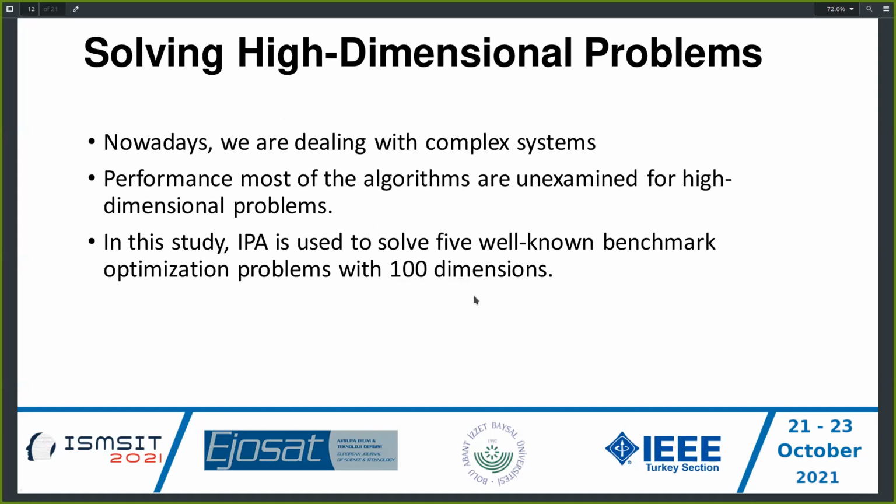When you take a look at solving high dimensional problems, as I said earlier, nowadays we are dealing with complex systems, and we are using these meta-heuristic algorithms for solving these problems. But most of these meta-heuristic algorithms are not examined. Their performance is not tested on high dimensional problems. Mostly they are tested up to 30 dimensions. So in this study, we wanted to test the performance of IPA on some well-known benchmark optimization problems with 100 dimensions.